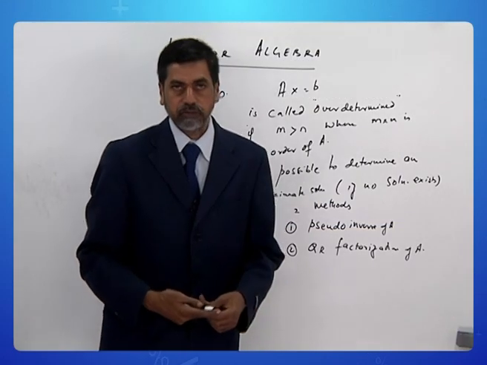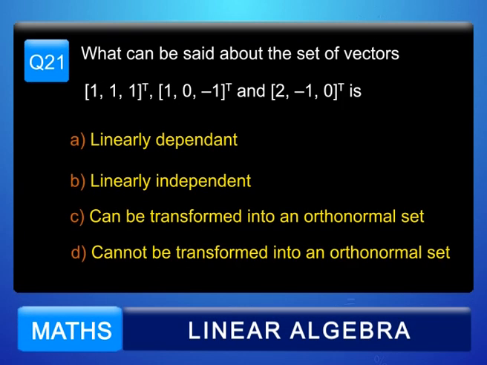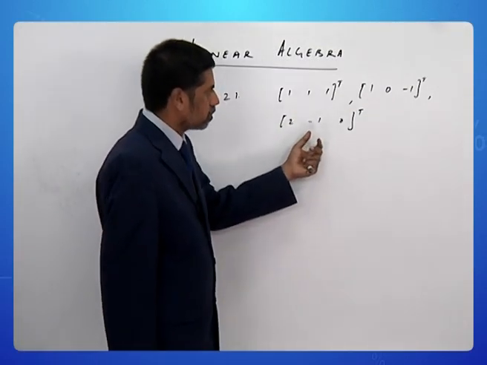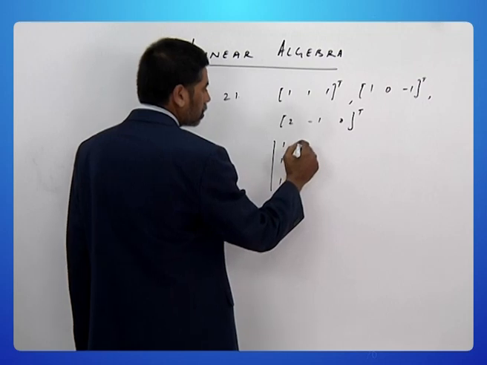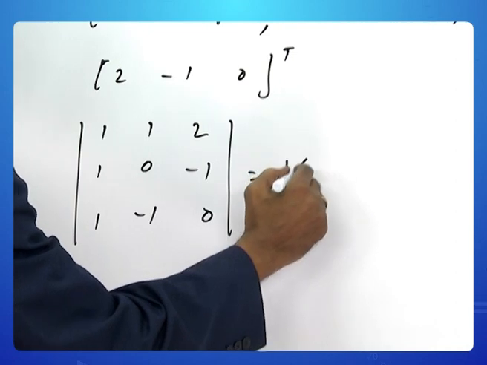Let's go to the next question. What can be said about the set of vectors 1, 1 transpose, 1, 0, minus 1 transpose and 2, minus 1, 0 transpose? The available options are they are linearly dependent, linearly independent, can be transformed into an orthonormal set, or cannot be transformed into an orthonormal set. Luckily in this problem, the number of vectors is equal to the dimension of each vector. So if you can actually take the determinant, we will be able to get some insight into the nature.